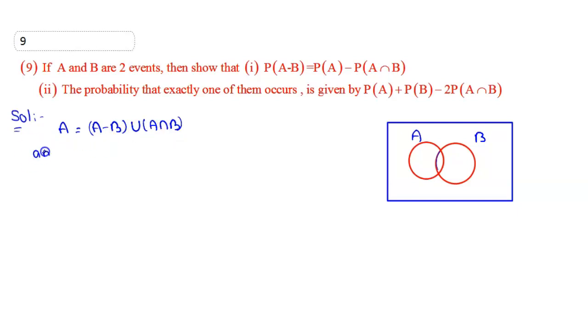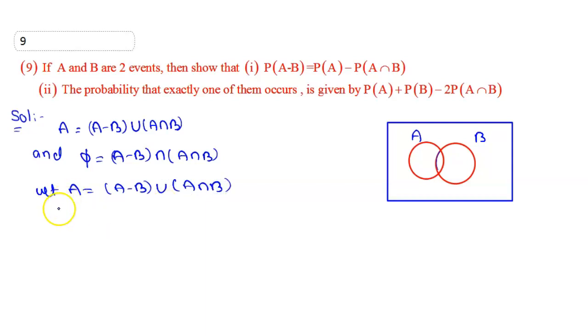And the empty set. Empty set is nothing but what? A minus B intersection A intersection B. In the sense nothing is there in common, right? So here I am taking, let A is equal to A minus B union A intersection B. Here operating P on both sides, right? So P of A is equal to P of A minus B union A intersection B.